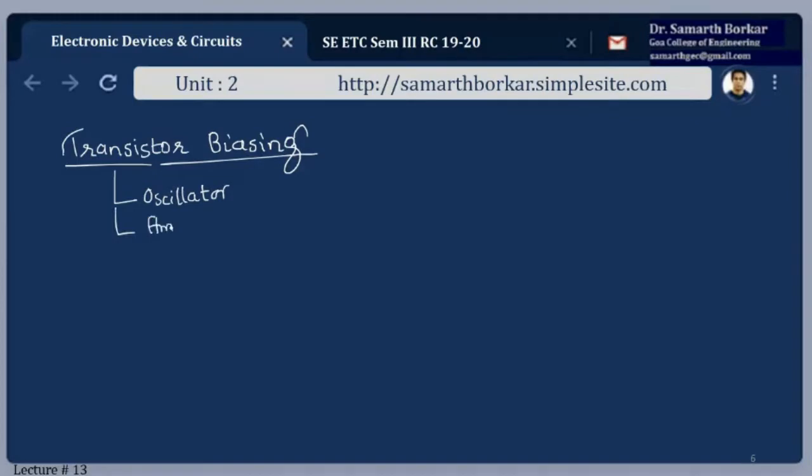It can be used as an amplifier, or it can be used as a switch. Right now, what we're interested in understanding is the amplification provided by the transistor. In Unit 3, we'll be studying oscillators in detail with positive feedback and negative feedback. Positive feedback oscillators, and here we have different 4 types of amplifiers.